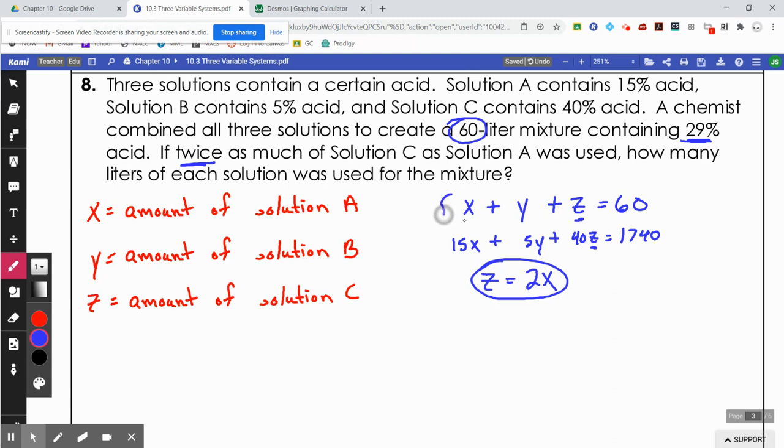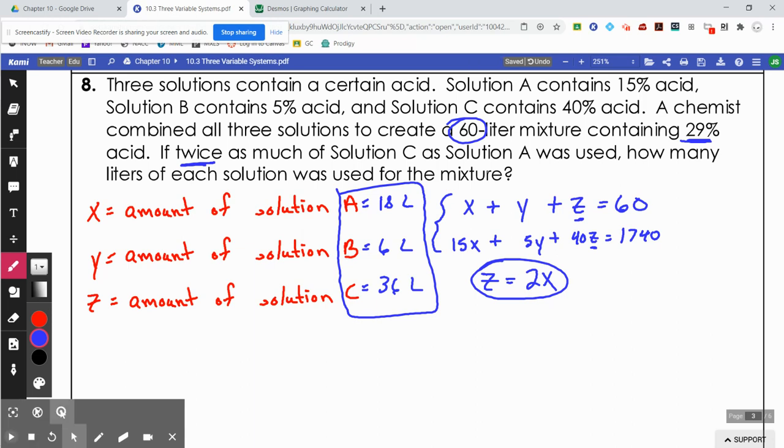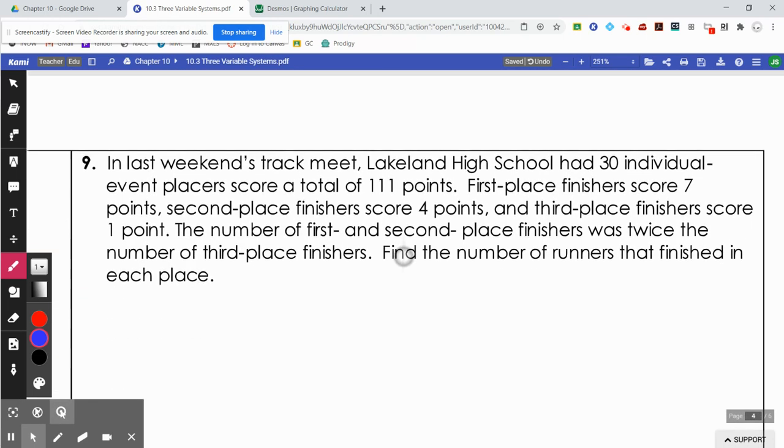Then you have 2 equations that have only x's and y's. Clean it up, and then you're going to solve from there. And you're going to find out that the amount of each solution that you use is equal to 18, 6, and 36 liters. Okay, number 9. Again, we're just setting this up.